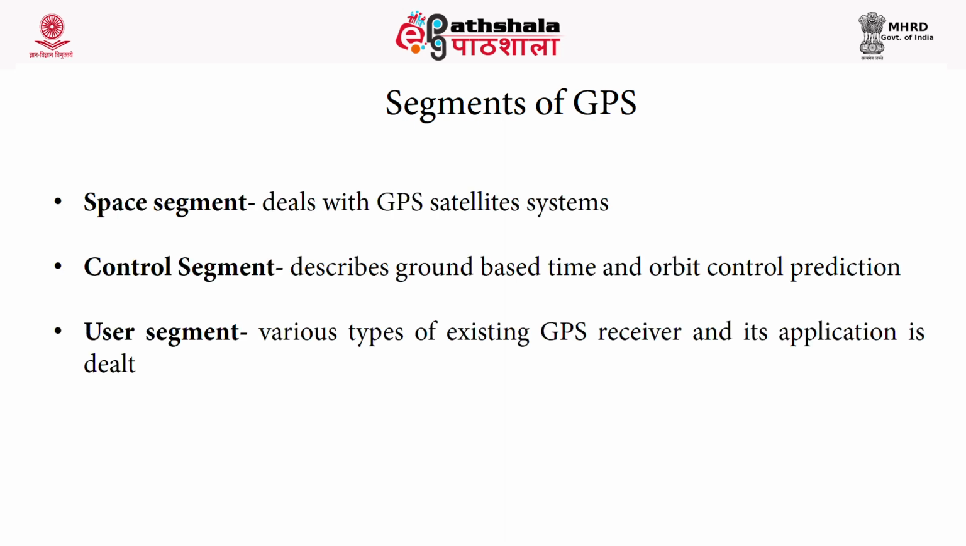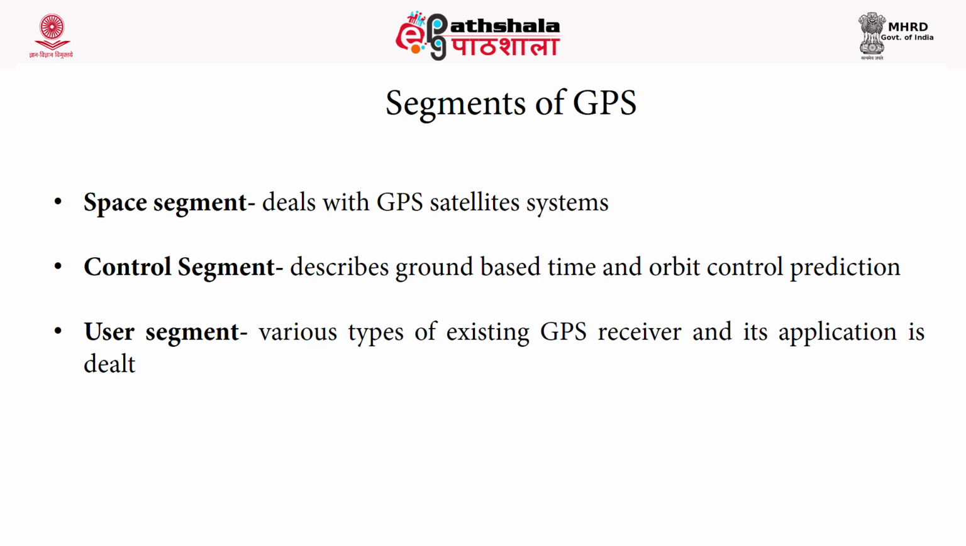Now, coming to the next topic of the module, that is segments of GPS. The GPS has three segments: space segment, control segment and user segment. The space segment deals with the GPS satellite constellation systems. The control segment describes the ground-based time and orbit prediction control. The user segment deals with the various types of existing GPS receivers and their applications.